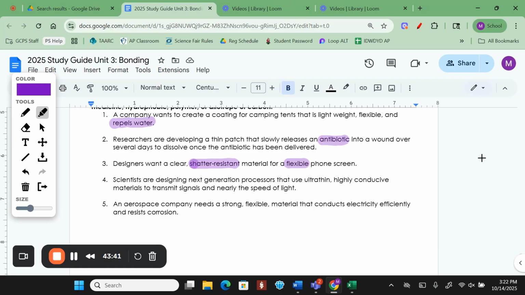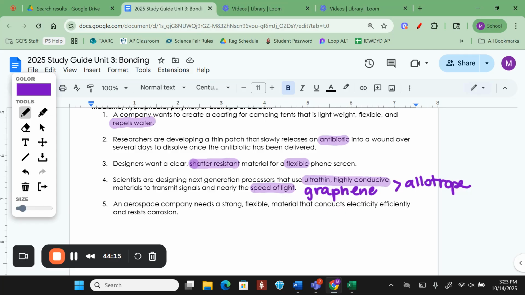Number 4, scientists are designing the next generation processors that use ultra-thin, highly conductive materials to transmit signals at nearly the speed of light. This right here, ultra-thin, highly conductive, speed of light, because it's a fast processor, that tells me that I'm looking at graphene, which comes from graphite, which is in your pencil. So this is going to be an example of an allotrope of carbon.